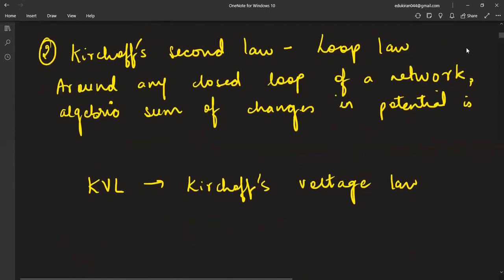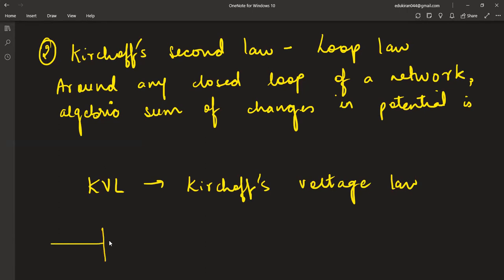Now the second law of Kirchhoff says that the voltage is zero around any closed loop. If suppose a circuit is made and you have a closed loop, then we say that around that particular closed loop, in Kirchhoff's second law, the voltage is zero. So the first law involved your current. The second law involves your voltages. So all the voltages should sum to zero. That is what is meant by it.